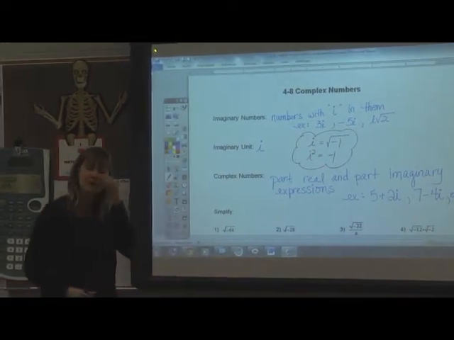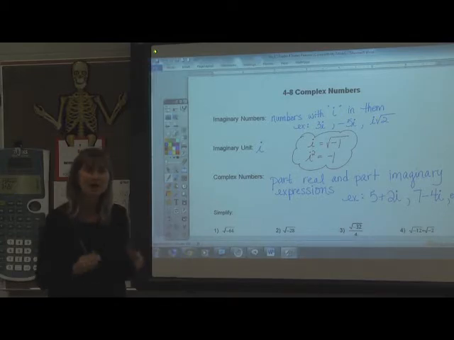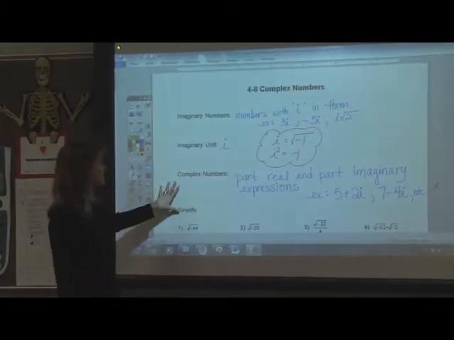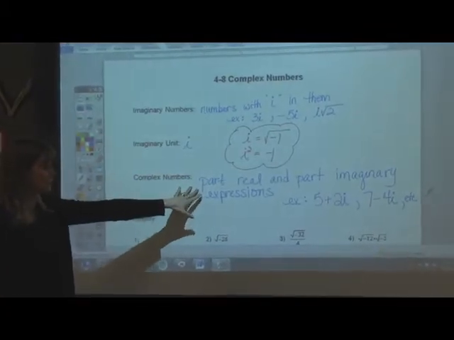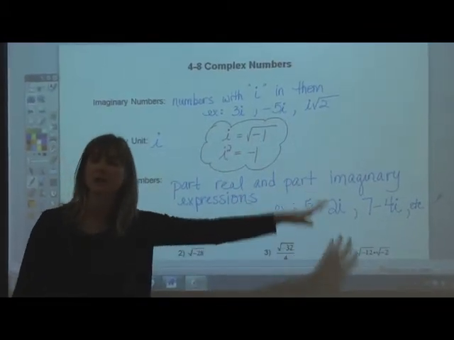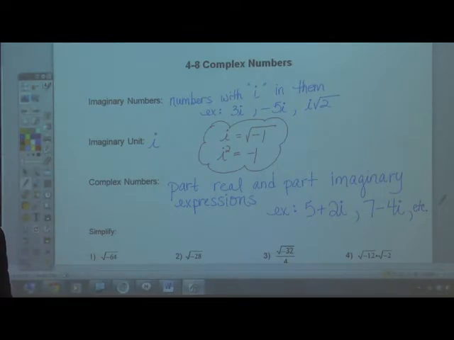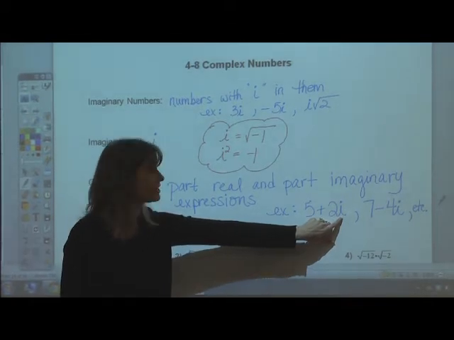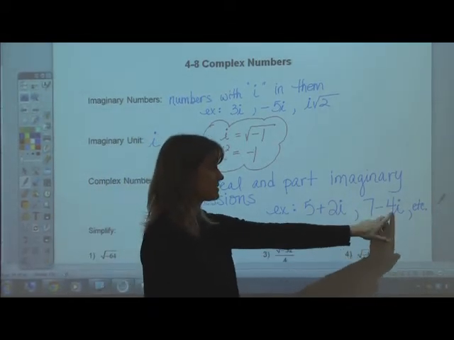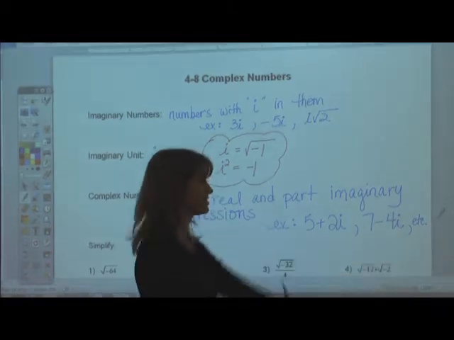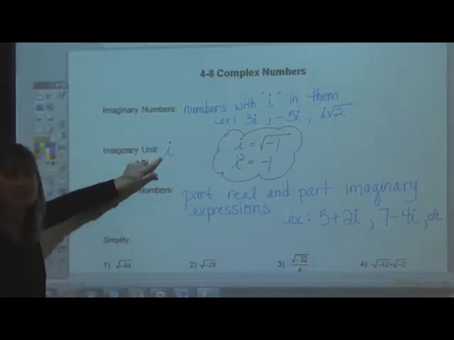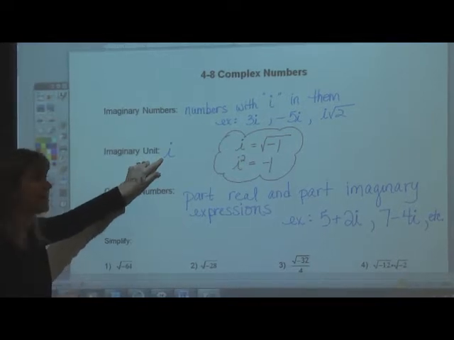Let's start off, we're going to talk about complex numbers. Now, complex numbers have imaginary numbers, imaginary units, and complex numbers are actually part real and part imaginary expressions. So, for example, you can see that I have 5 plus 2i. i is the imaginary unit. 7 minus 4i, that's an imaginary unit. You can also have radicals with these. Now, the imaginary unit that I mentioned is just the letter i.